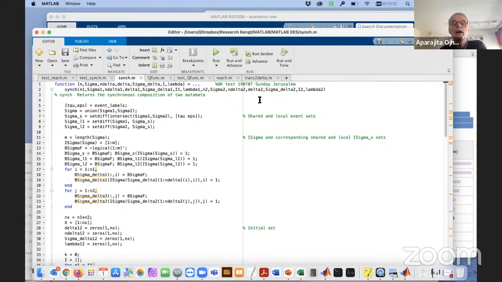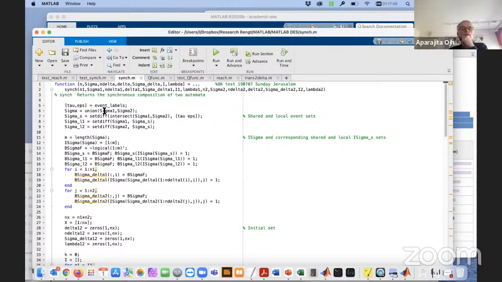You see here that I made a test of this in Jerusalem, the 7th of July, 3 years ago. I was there at a conference. So sync returns the synchronous composition of two automata. And then what I do in the beginning here is to generate the different divisions or separations of the shared alphabet, the events that are shared.